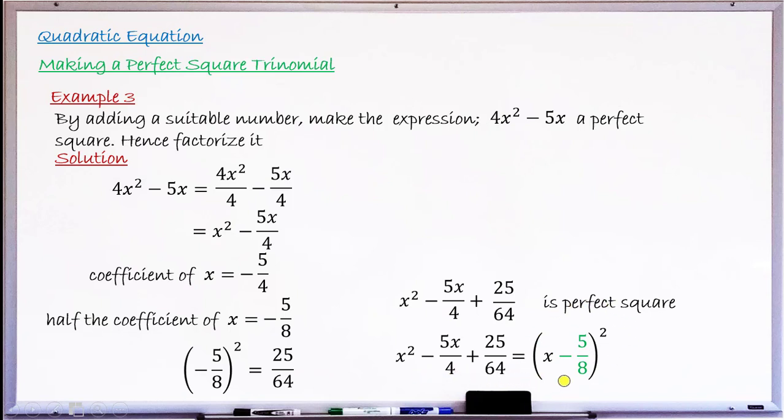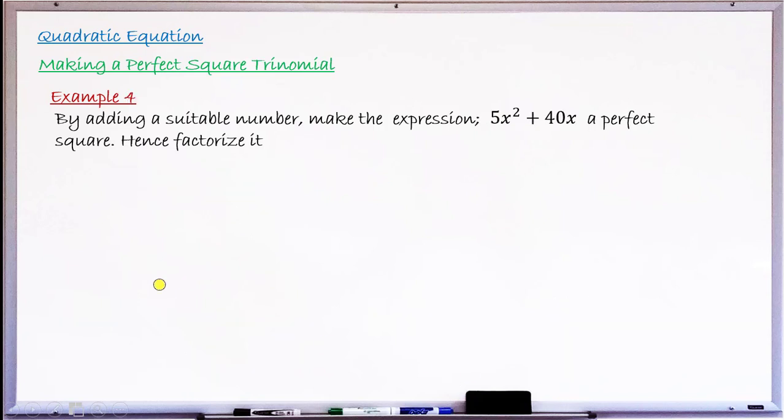Let's just move and take one more final example. Example number 4 says by adding a suitable number, make this expression 5x squared plus 40x a perfect square, then factorize it. Solution to this problem. So copying the given binomial 5x squared plus 40x. What I'm going to do next is to make the coefficient of the squared term 1. So I'm going to divide it through by 5. Let me do that. 5x squared divided by 5 plus 40x divided by 5. This division, if done correctly, gives you x squared plus 8x.